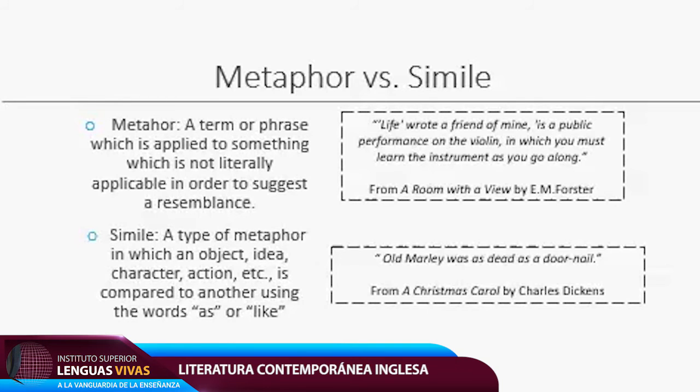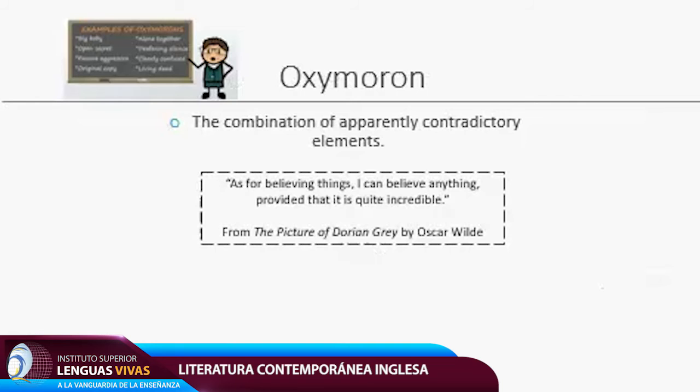The next device is oxymoron, which is the combination of two elements that seem to be opposites, but that in closer connection we realize it contains an implied truth. For instance, in this example from The Picture of Dorian Gray by Oscar Wilde, the juxtaposition of the words believing and incredible makes us readers have the impression that this phrase is contradictory, but in closer inspection it actually makes sense, meaning that this character will believe anything that cannot be believed, usually by the rest of the people.